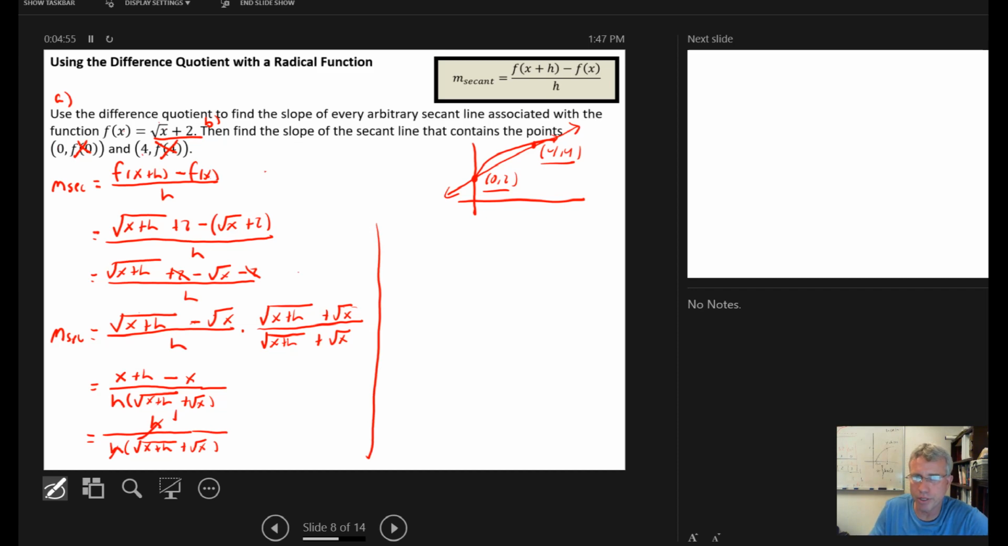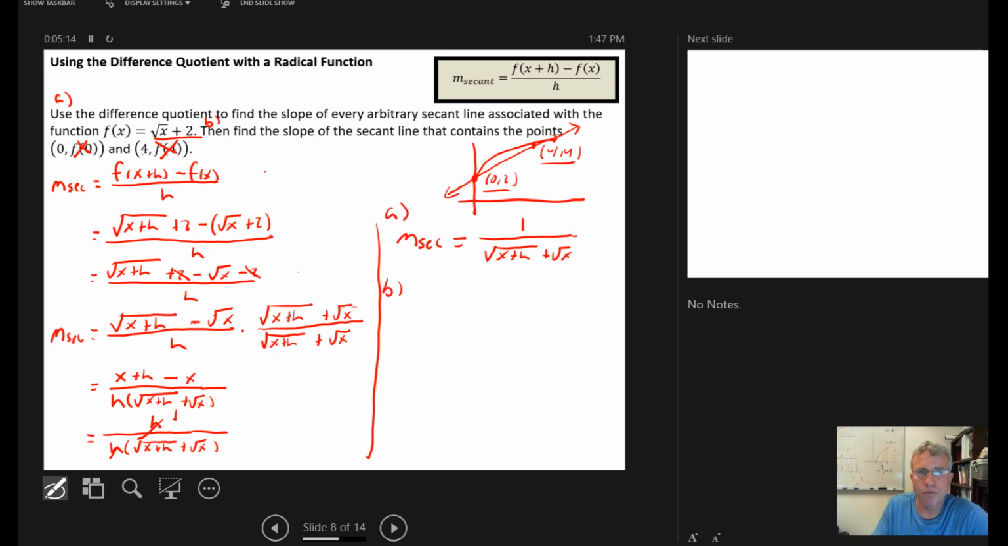So if I step over here, I wind up with a final equation for the slopes of the secant lines as m secant equals 1 over the square root of x plus h plus the square root of x. So that finishes part A.